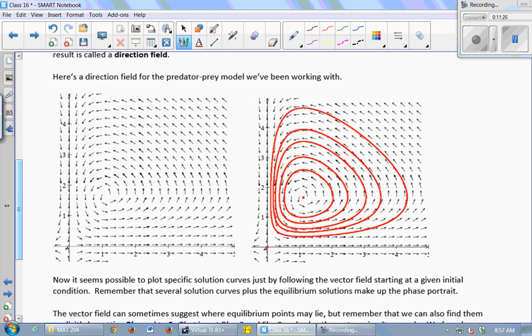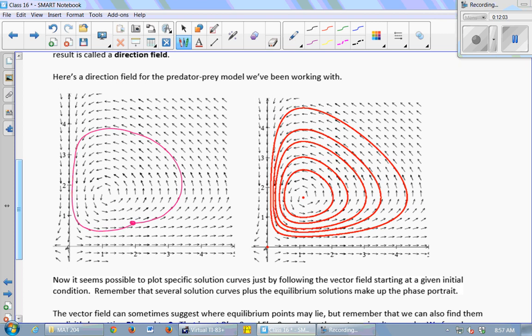So this is the direction field for the predator-prey model that we've been looking at for two classes now. On the left, this is just the direction field, and you can see what all the different solutions look like for different initial conditions. So if I pick an initial condition (2, 1), looks like right there. And then I just try to follow the vectors, follow where they go. And they do something like that. And that was the phase portrait or the solution curve that we came up with last class.